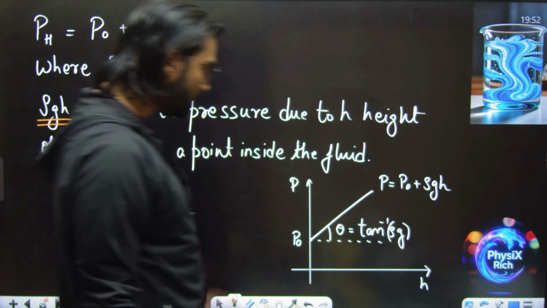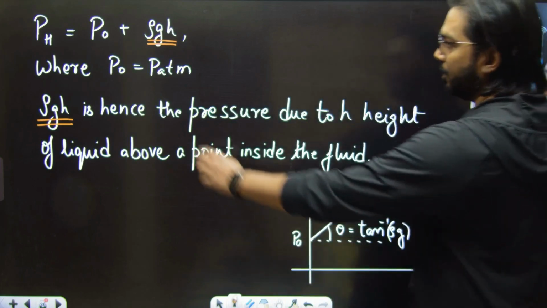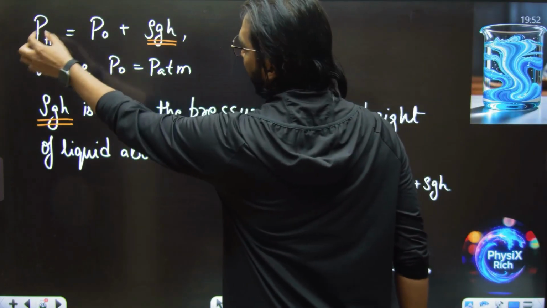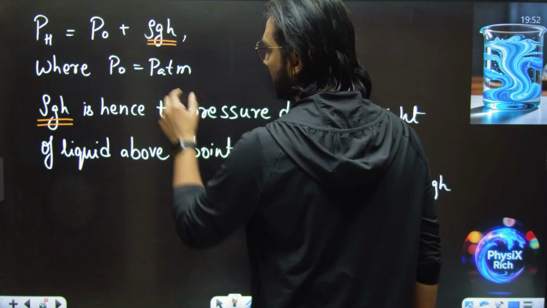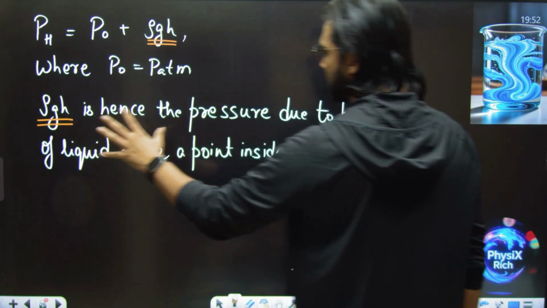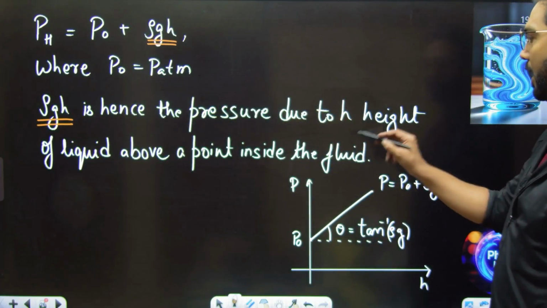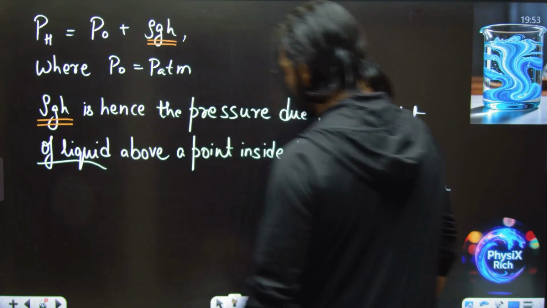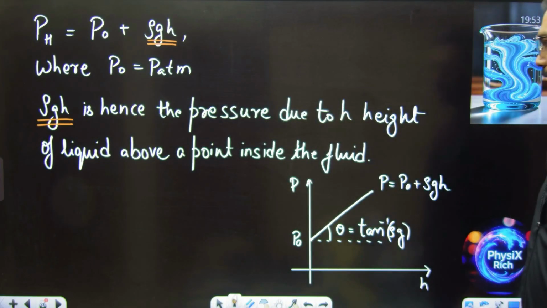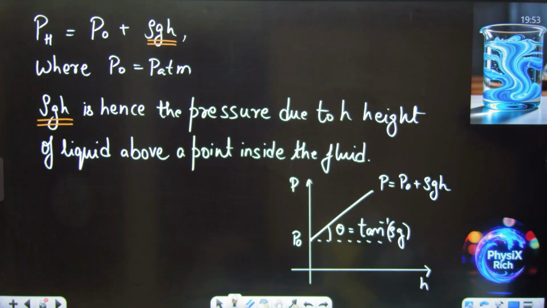So this is exactly what I've explained over here, that pressure at any point which is at h depth from the surface is P naught plus rho gh, where P naught is the atmospheric pressure. Rho gh is hence the pressure due to h height of only the liquid. All right, only the liquid. Rho gh is only due to the liquid. All right.